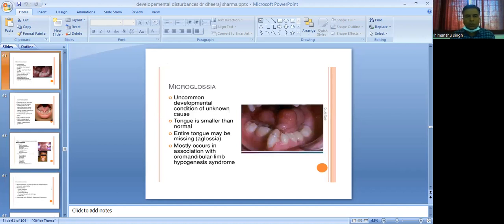Next condition is called microglossia. It is a rare developmental condition of unknown cause. The tongue is smaller than normal. The entire tongue may be absent in aglossia. Mostly occurs in association with oromandibular anomalies.